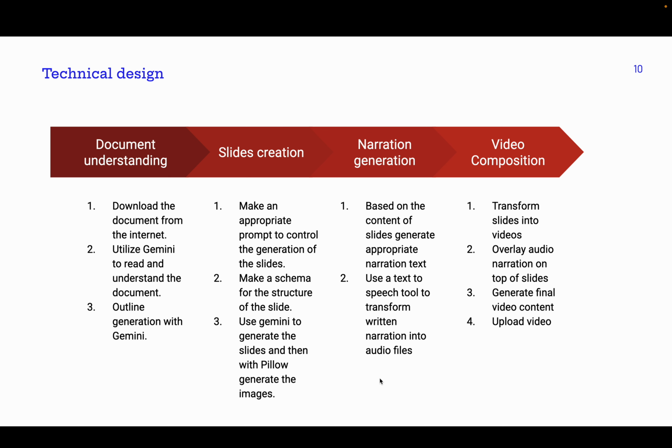And then we will generate the slides or images with Pillow API. It's a library in Python. The third part, narration generation. We will use Gemini again. We will give it the slides JSON that it made, so that we can create a narration that we'll later use in the video. And then we will use, as I already told, the GCP text-to-speech API to transform the narration into audio files.